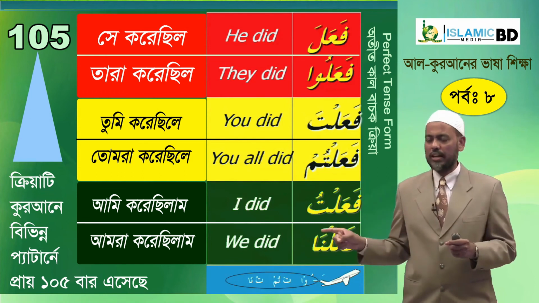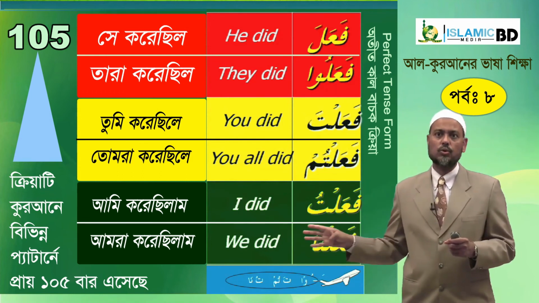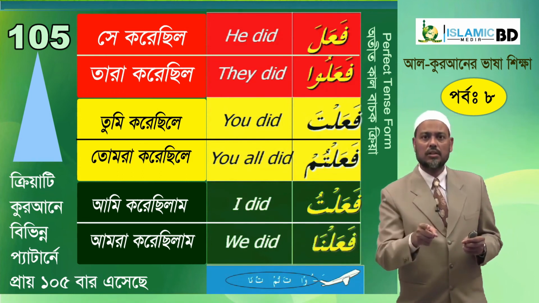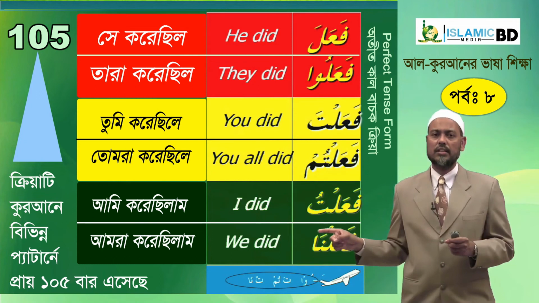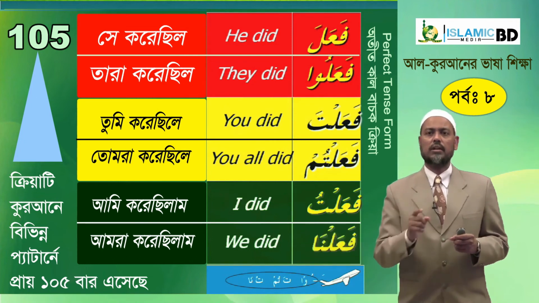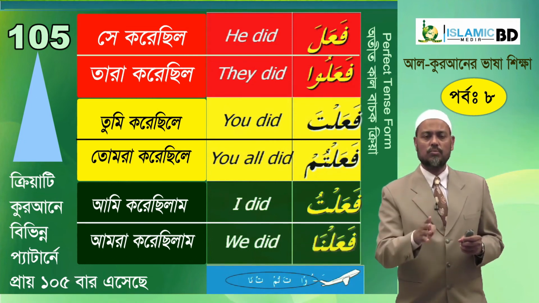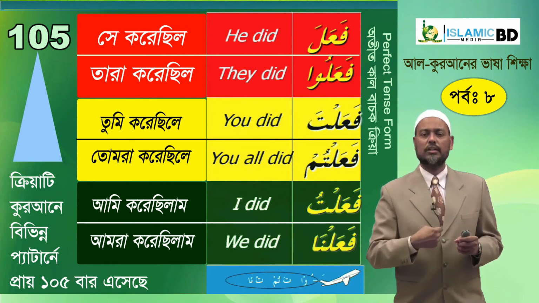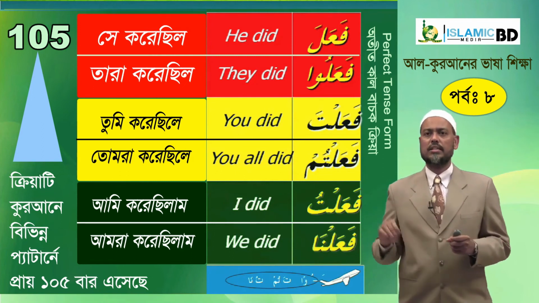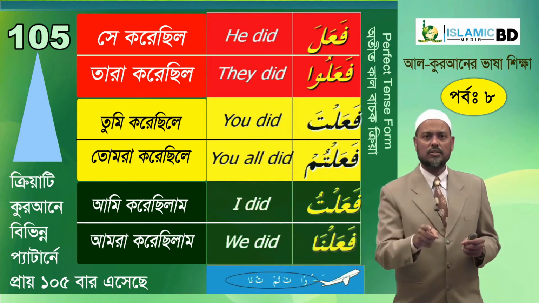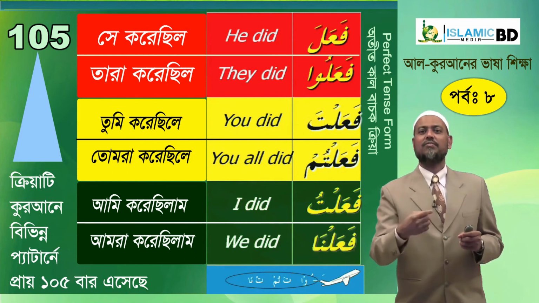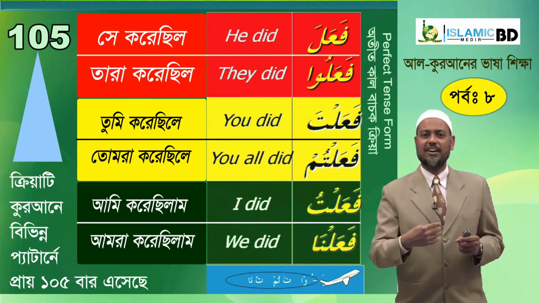Again, three more times. Fa'ala, he did. Fa'alu, they did. Fa'alta, you did. Fa'altum, you all did. Fa'altu, I did. Fa'alna, we did. Last time. Fa'ala, he did. Fa'alu, they did. Fa'alta, you did. Fa'altum, you all did. Fa'altu, I did. Fa'alna, we did.